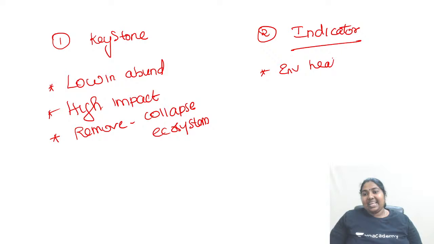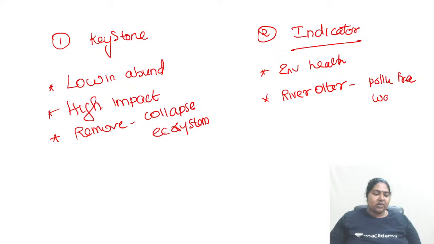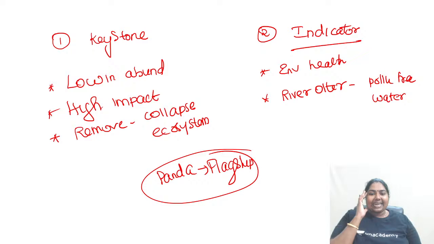Certain species, we saw this river otter. It will grow only in a pollution free zone. It is going to show pollution free water only. What about this red panda? Pandas are specialized species. They come under the flagship, an ambassador species. The moment you see the panda, you recollect something. That is what is called the ambassador species. We'll come to it. River otter is an indicator species.